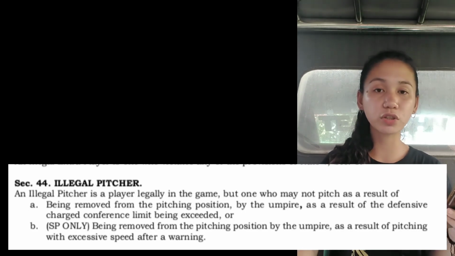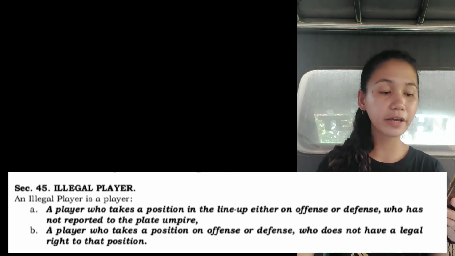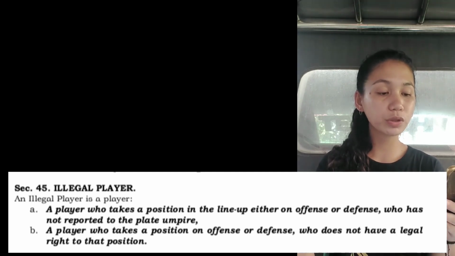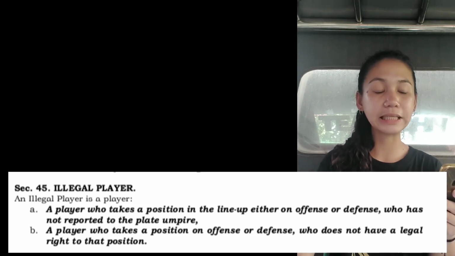So let's move on to Section 45, the illegal player. An illegal player is A. a player who takes a position in the lineup, either on offense or defense, who has not reported to the plate umpire, or B. a player who takes a position on offense or defense who does not have a legal right to the position. So that is Section 45, illegal player.